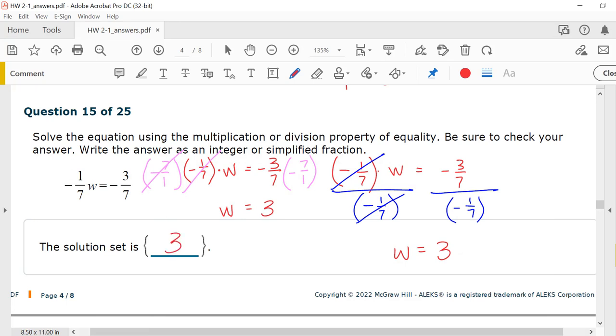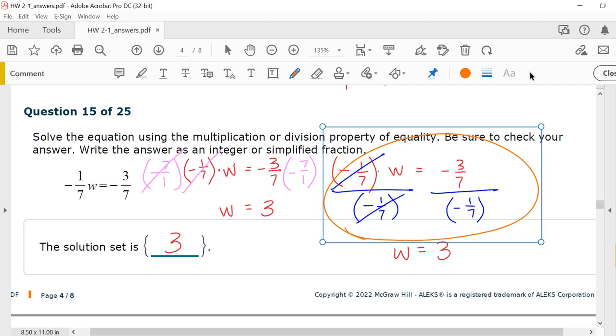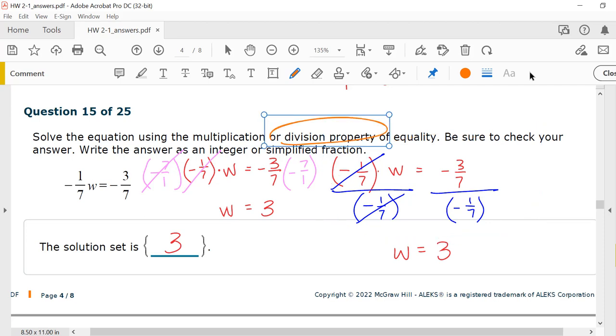So there's always different ways to do problems, but you just have to make sure you obey the rules. On this one, we multiplied by the same number on both sides. So we use the multiplication property of equality. Whereas on this one, we divided both sides by the same number, so we used the division property of equality.